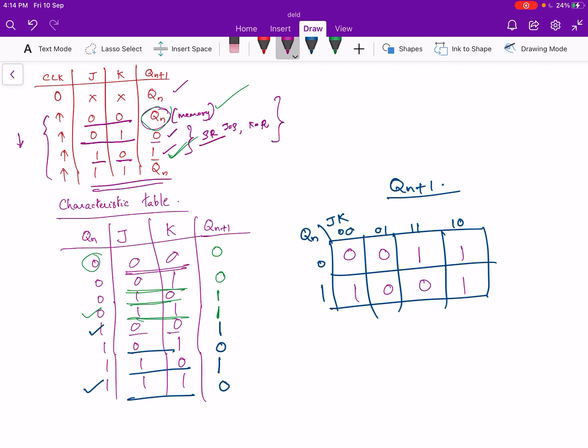So now we have to do the grouping. So we can do grouping like this. We can group these two ones together and we can do the grouping like this too. So all the ones have been mapped. So we can write the expression for this.